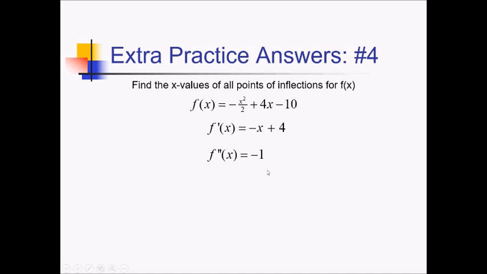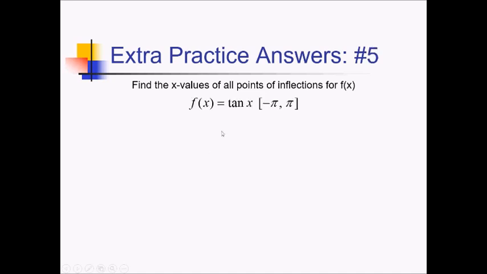Now, before we even bother trying sign analysis, this is a constant. It means that f double prime is always going to be negative, which, even more importantly, means f double prime never changes sign. If you don't have a sign change in f double prime, you do not have any points of inflection.